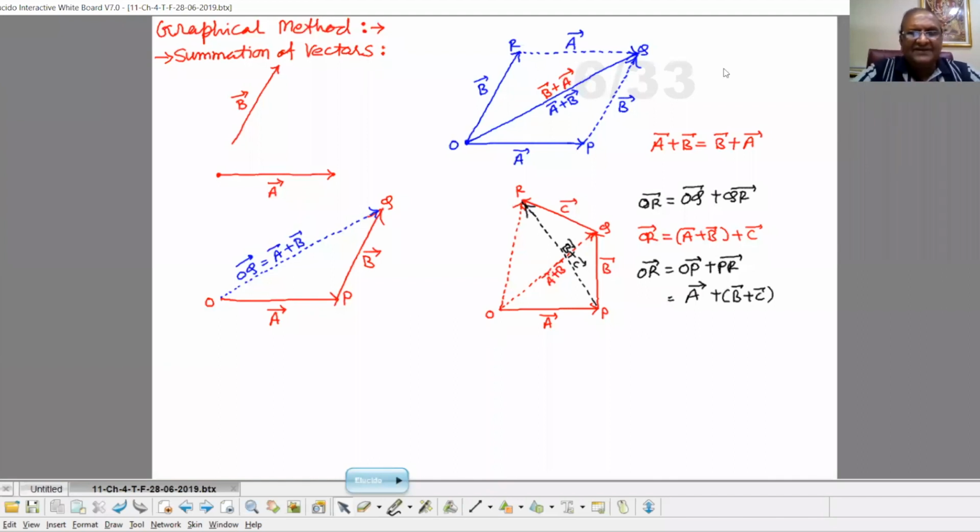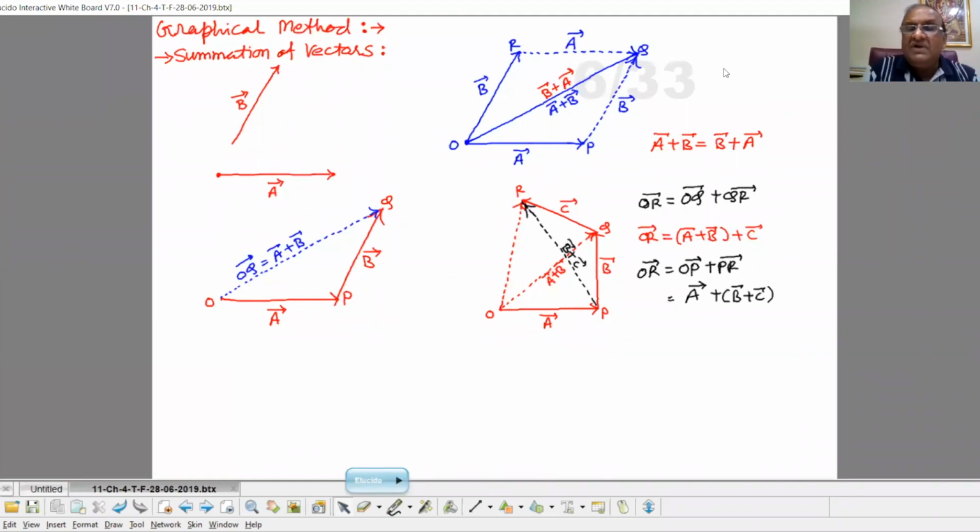Summation of vectors. So vector algebra is now started. First, we have to discuss the graphical method, and then afterwards we will discuss the analytic method. Okay. Now, summation of vectors. I already mentioned this thing.